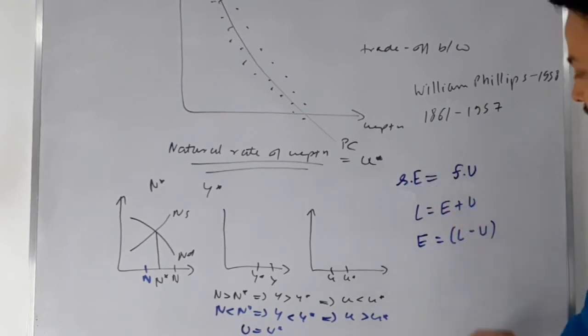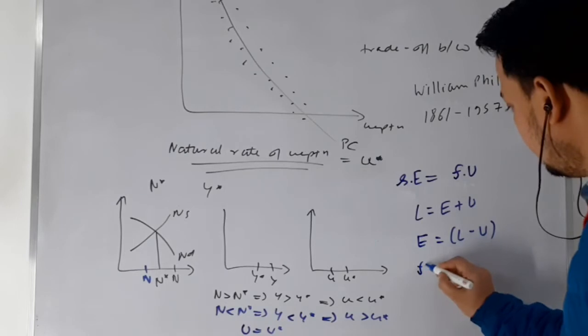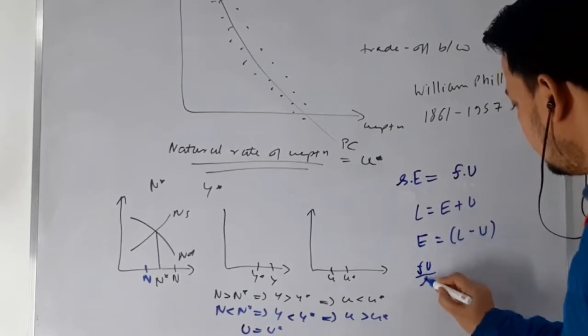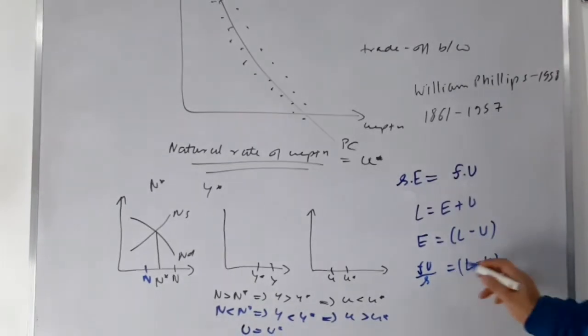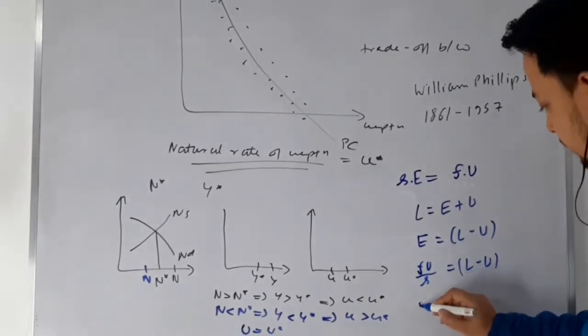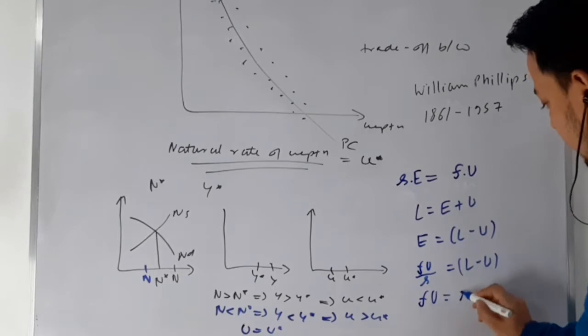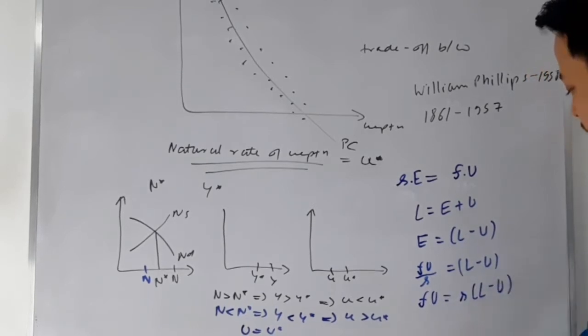We take S this side. So you will be getting FU over S equal to N minus U. Multiply both sides by S, you will get FU equal to S times N minus U.